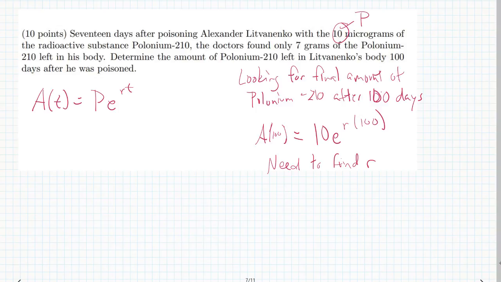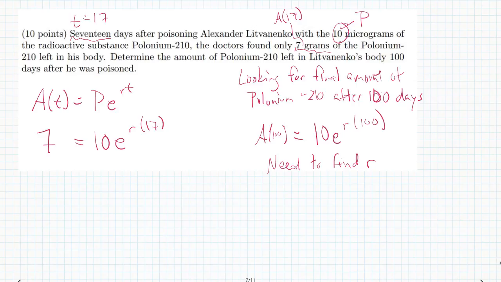Okay, well, we can do that. And the reason we can, we know that 17 days after poisoning, that means t equals 17. We started with 10 micrograms, but then we had 7 grams. So this would represent A of 17 because it's 17 days after. So we have 7 grams equals 10 times E, and then we have an R and we have a 17. So notice we're going to be able to find R because all the other variables are accounted for. So first thing that we can do, we can divide both sides by 10. So 7/10 equals E to the R times 17.